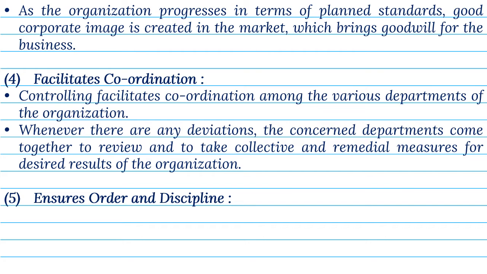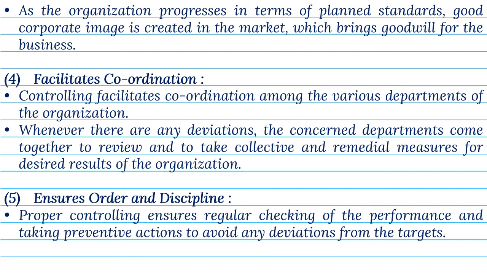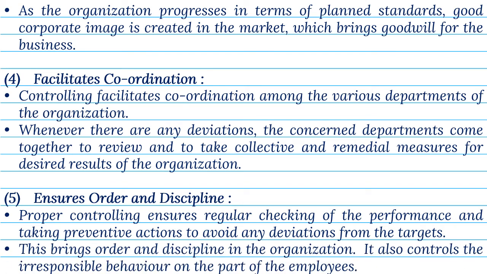5. Ensures order and discipline. Proper controlling ensures regular checking of the performance and taking preventive actions to avoid any deviations from the targets. This brings order and discipline in the organization. It also controls the irresponsible behavior on the part of the employees.